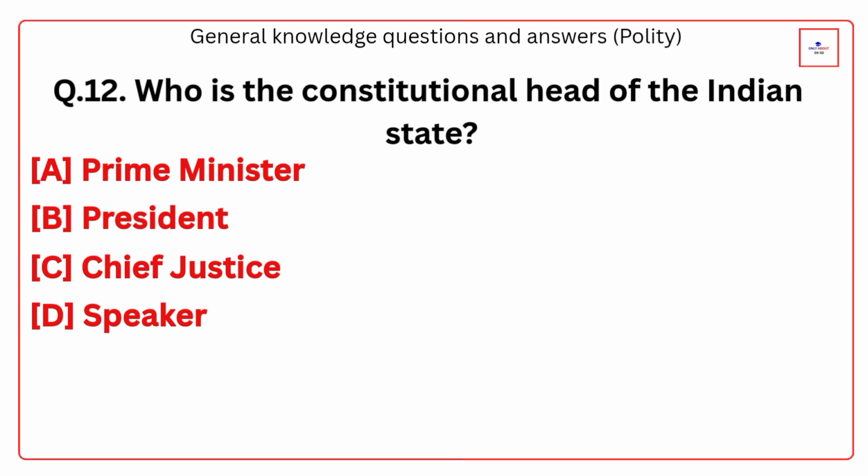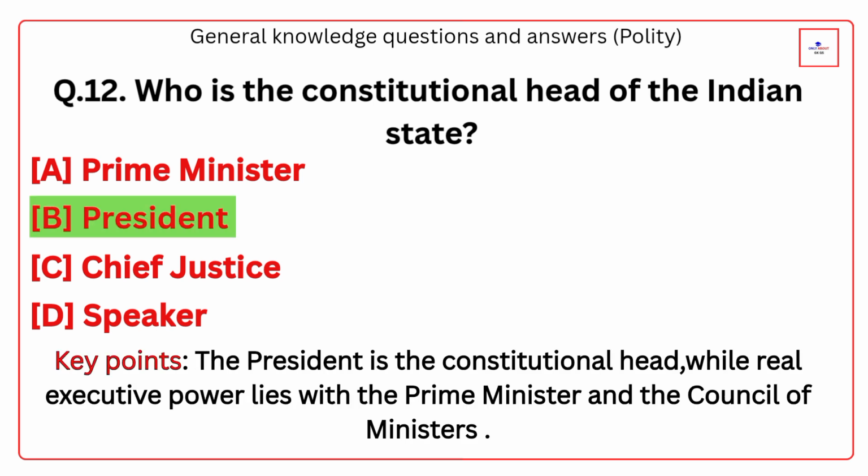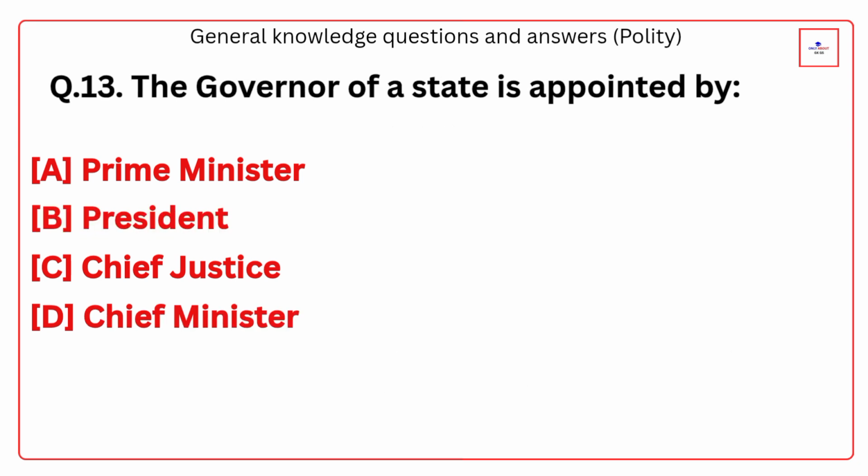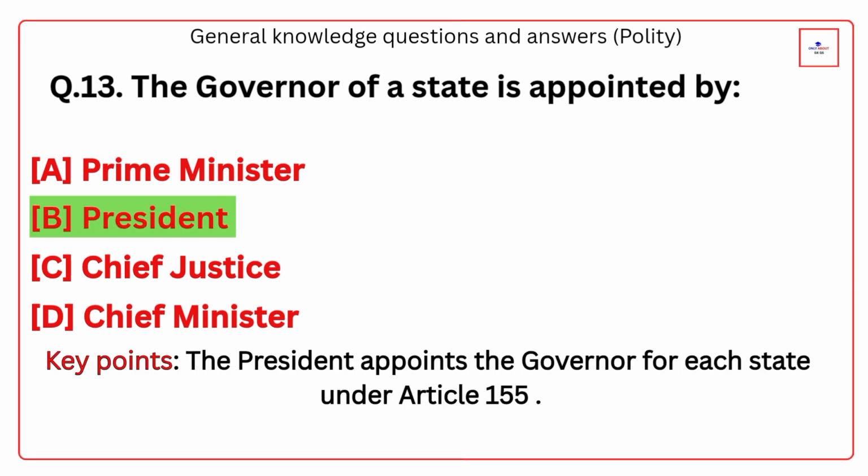Who is the constitutional head of the Indian state? Correct answer is President. The President is the constitutional head, while real executive power lies with the Prime Minister and the Council of Ministers.